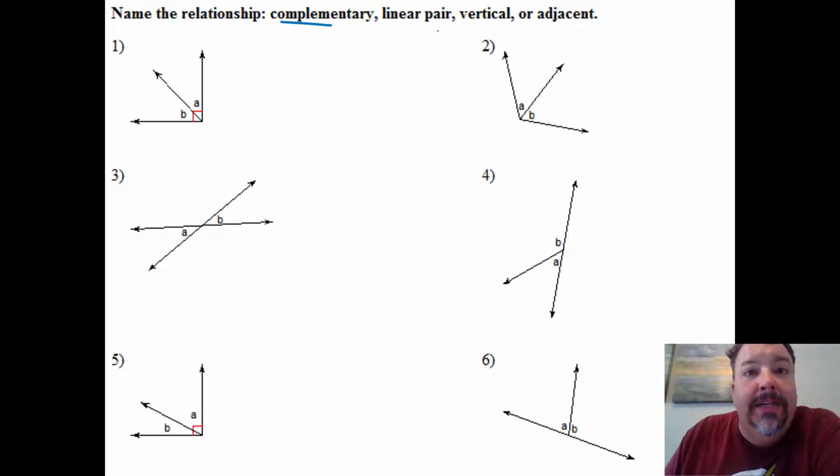So complementary, linear pair, or supplementary mean the same thing, pretty much, that they're going to add up to 180. Vertical or adjacent. Okay, number one. Notice here we see the little box here. So that means that they're going to be complementary. That means that A and B are going to together add up to 90 degrees.